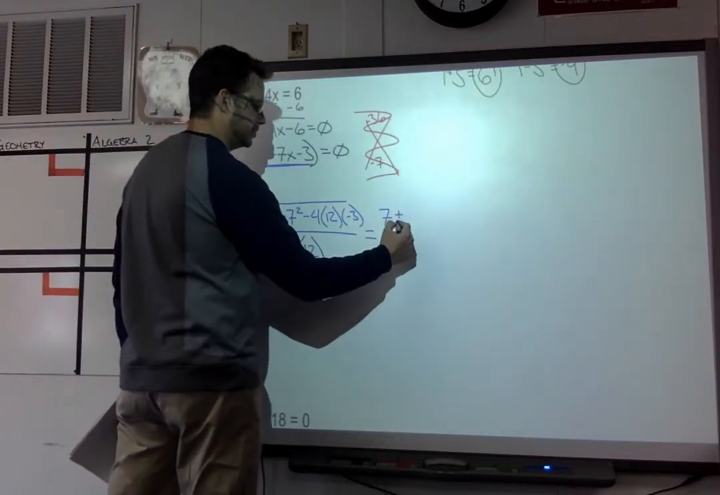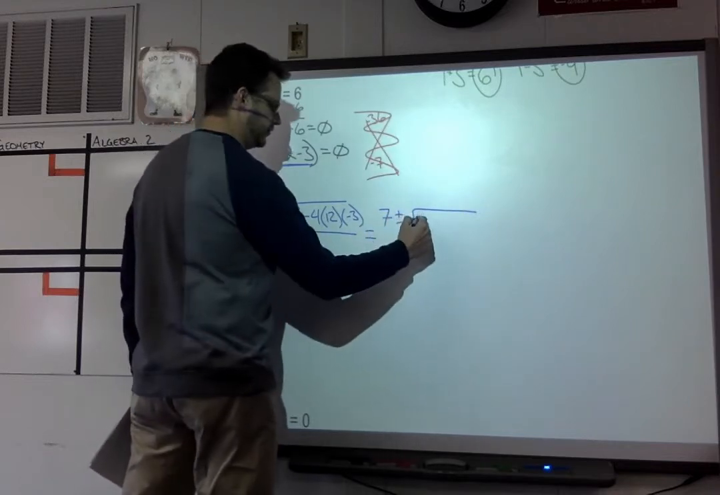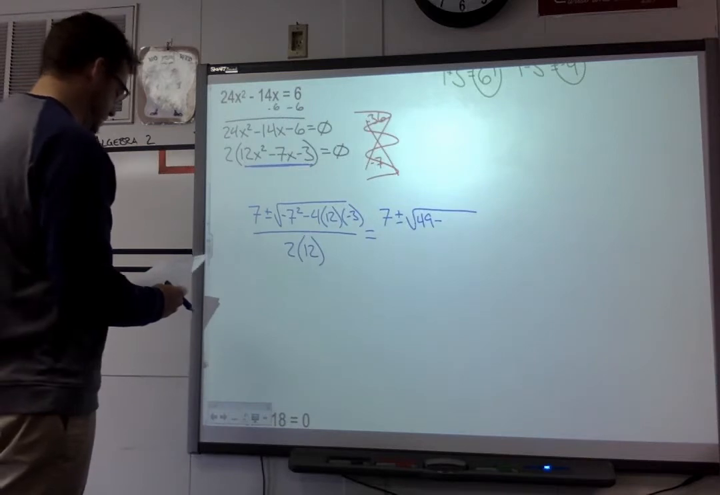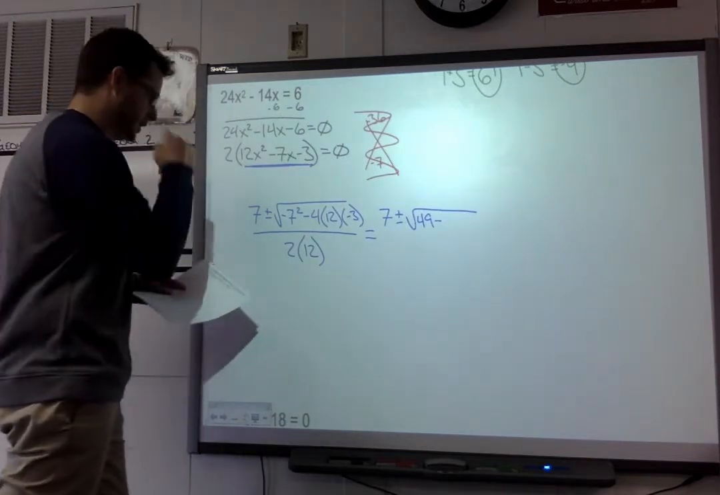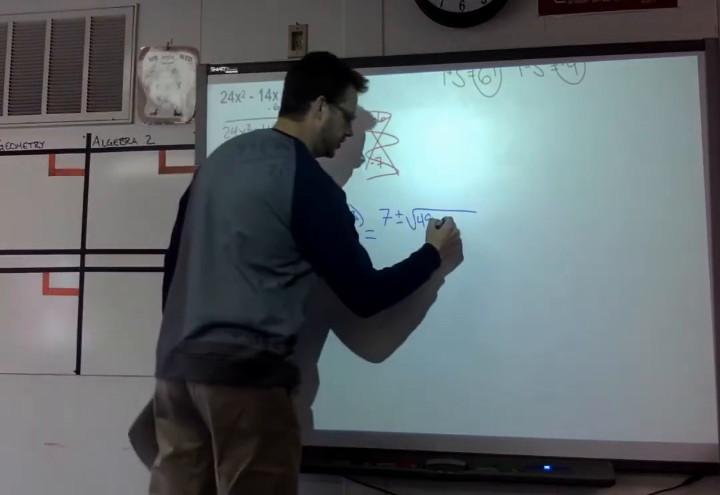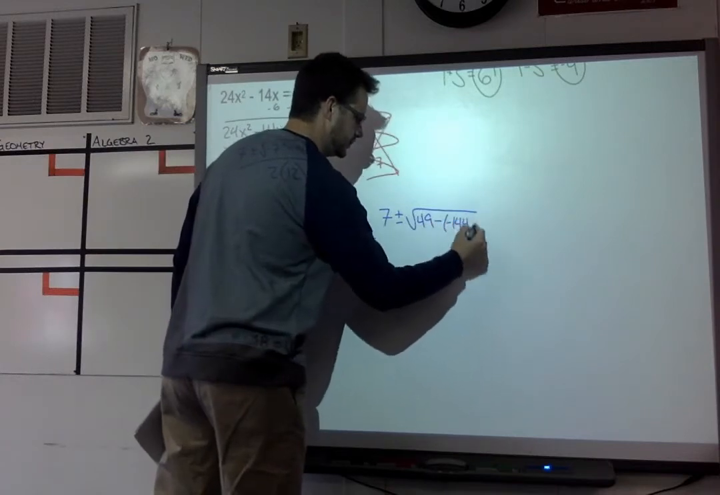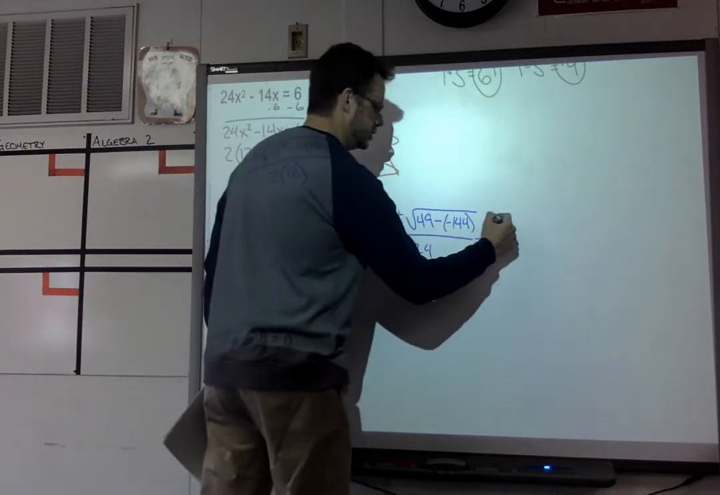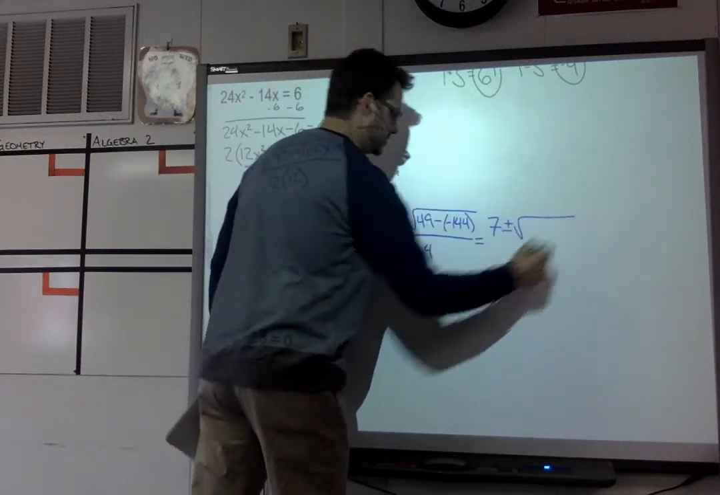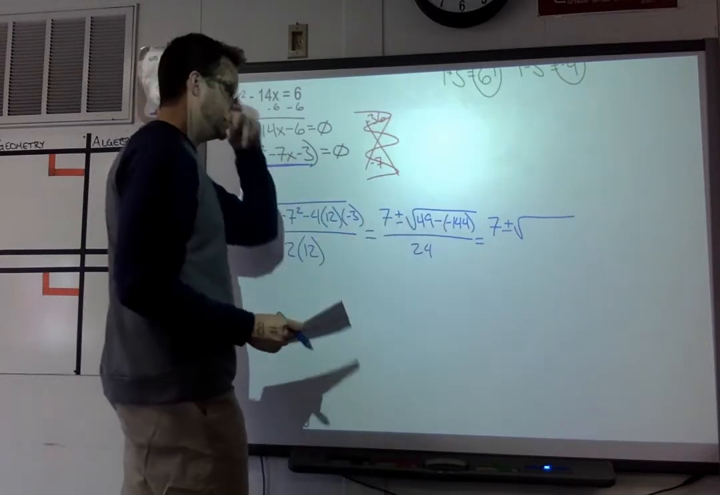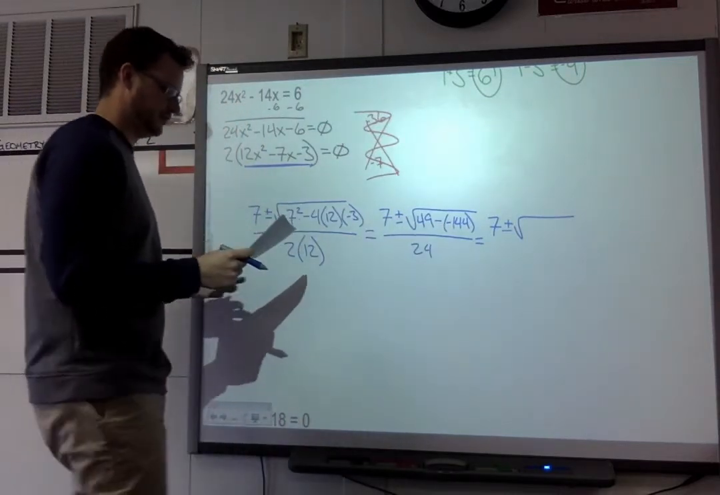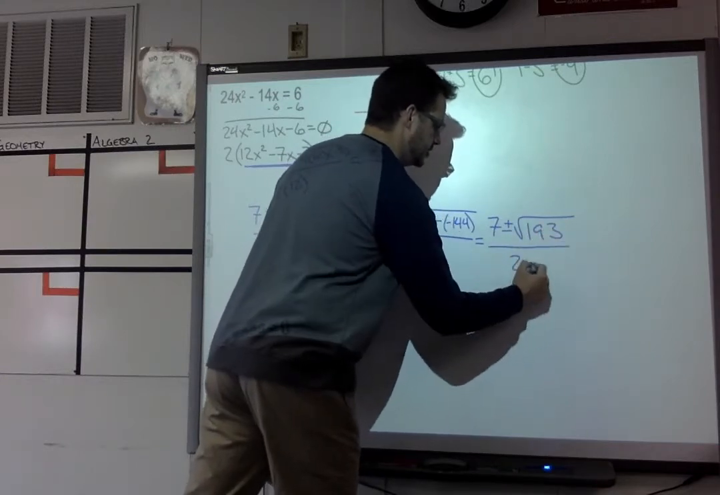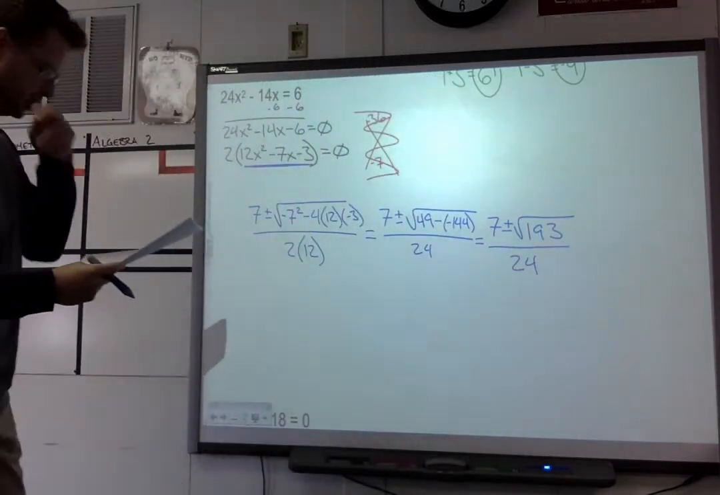Now I just want to solve this. So 7 plus or minus the square root of 49 minus 4 times 12 is 48 times negative 3 gives me a negative 144, all over 24. So 7 plus or minus the square root. 49 minus negative 144 would be plus 144. So the square root of 193 all over 24.